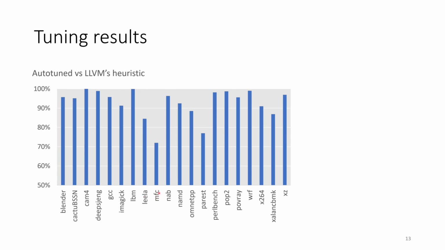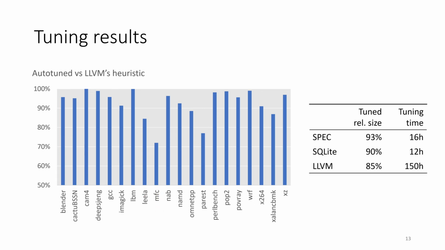We applied our autotuner on SPEC, and we observed up to a 30% size decrease for the case of MCF. We also applied it to SQLite and LLVM, as I already hinted, and the total size reduction in SPEC was 93%, in SQLite 90%, and on LLVM 15%. The tuning times were 16 hours, 12, and around 150 for LLVM.